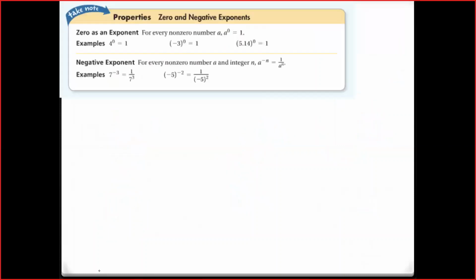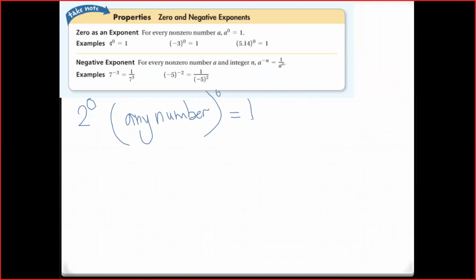Now let's start our lesson. Here, if we have 2 to the power 2, how do we deal with it? 2 to the power 1, how do we deal with it? Now, what about 0 as an exponent? If I have now 2 to the power 0, there's a rule that says any number to the power 0, the answer is 1.